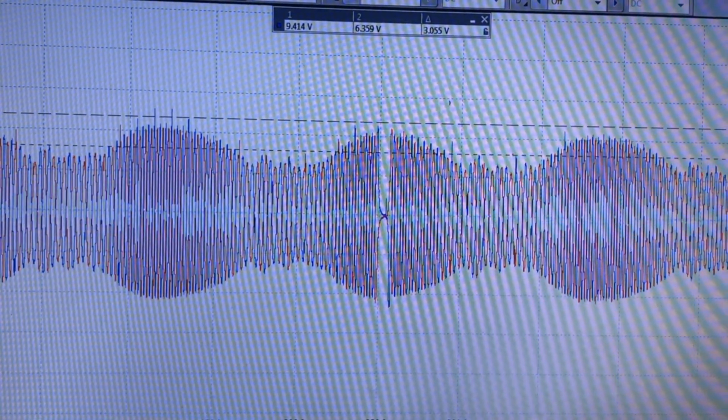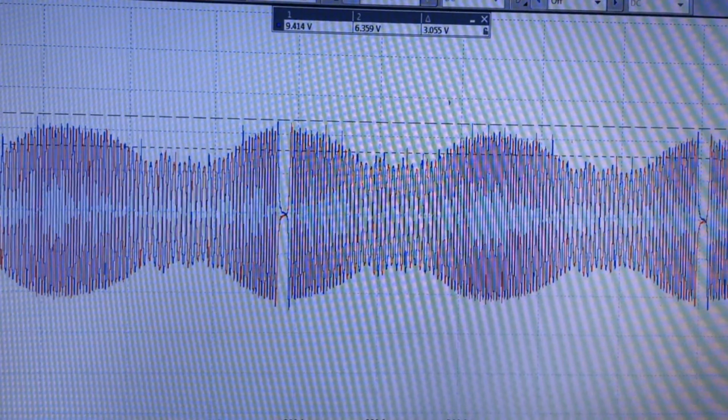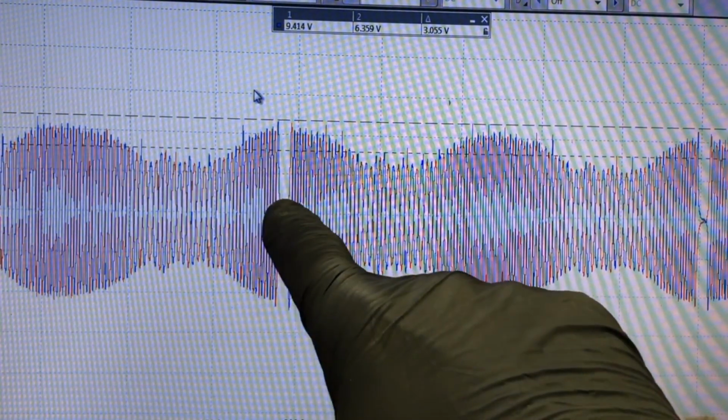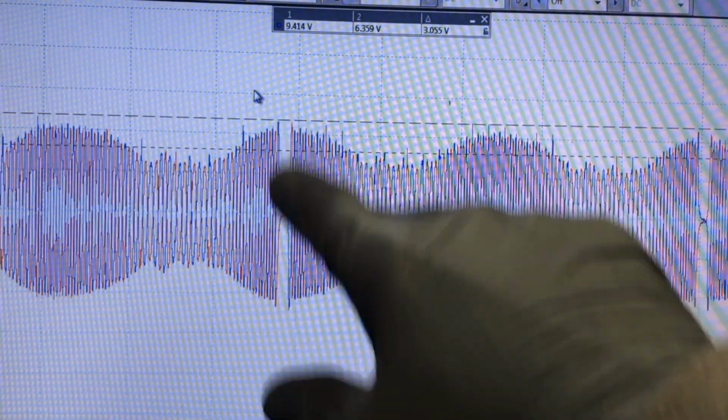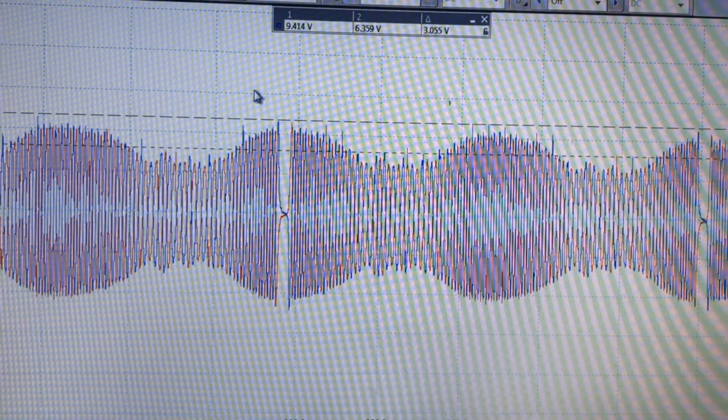Again, another good waveform. Nothing there to worry about. Just as a point of interest, the gap I was on about in the not so white board, that's the gap there. That's the missing tooth on the flywheel.